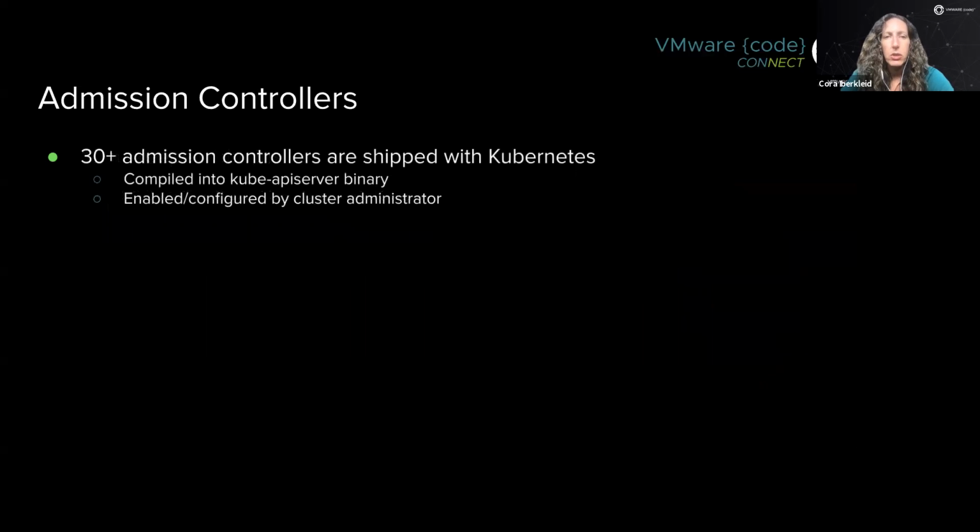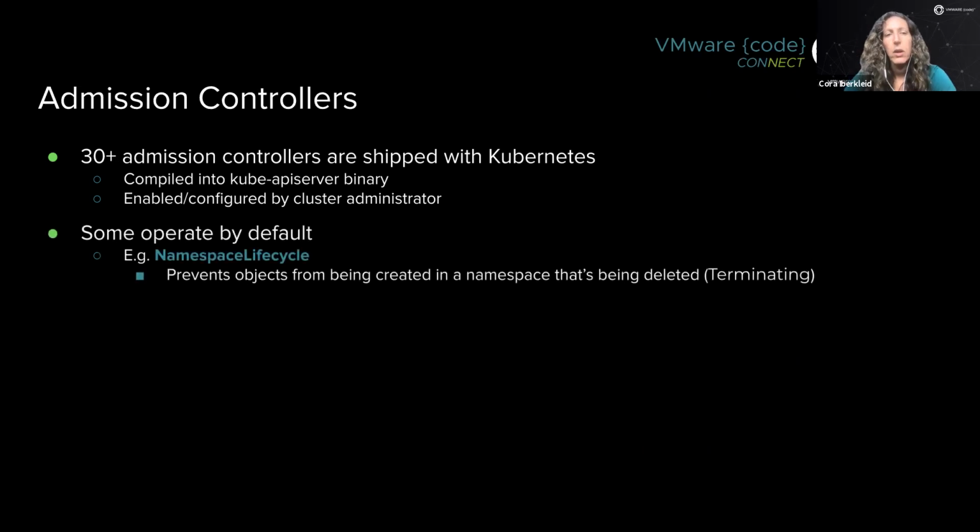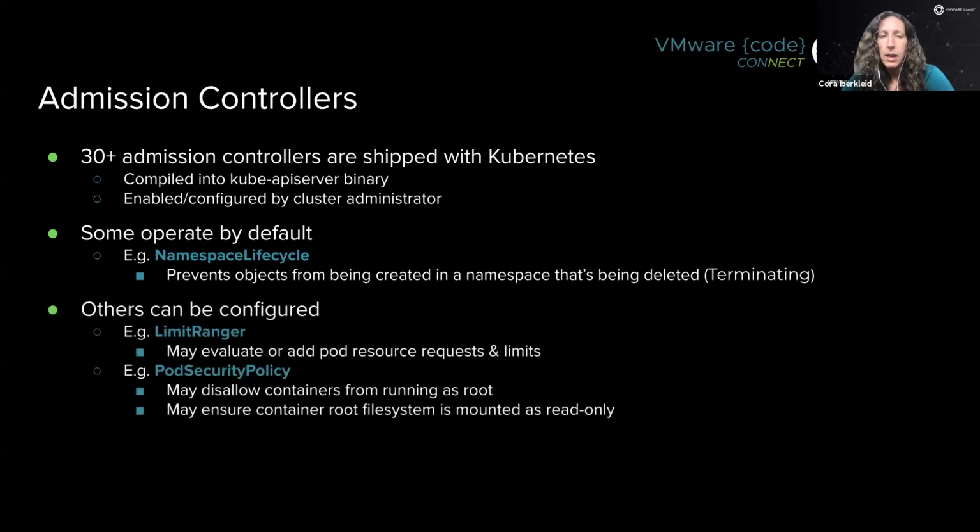Now, there are over 30 admission controllers that are included with Kubernetes. They're compiled right into the Kubernetes API server, and they are enabled or configured by the cluster administrator. A few examples: one is called the namespace lifecycle controller, which basically prevents any objects from being created in a namespace that's in the process of being deleted. When you delete a namespace, it doesn't get deleted instantaneously. It enters a state called terminating. As long as a namespace is in that terminating state, this lifecycle controller will make sure that you can't create anything in it.